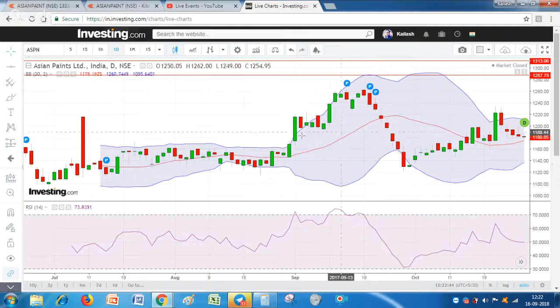If we have taken an entry, at least we should trail a stop loss to the cost-to-cost level. One stock has given some movement of, we can say, 5-10% anywhere. So we should take a profit at that level also. We should take a profit.